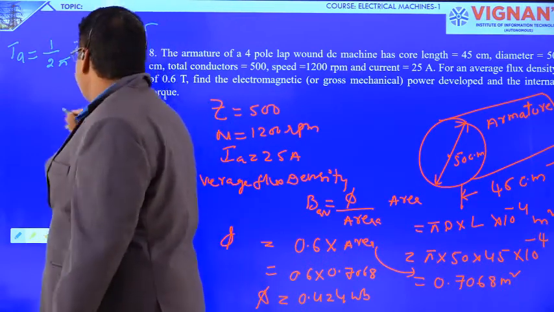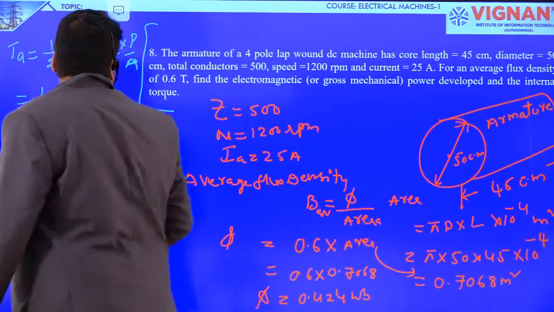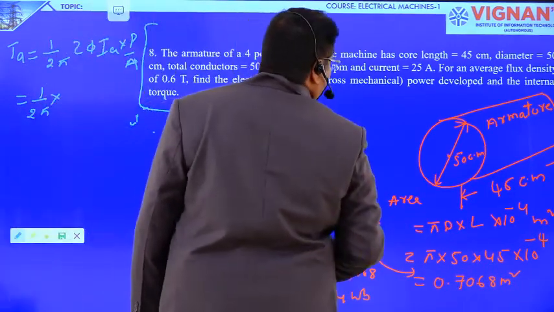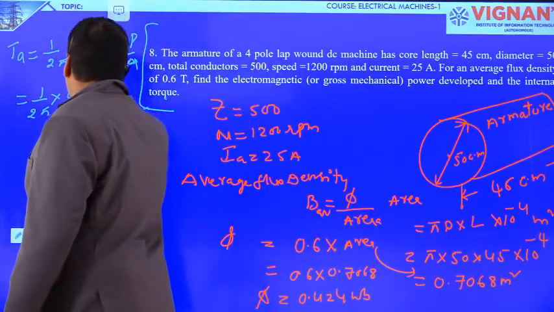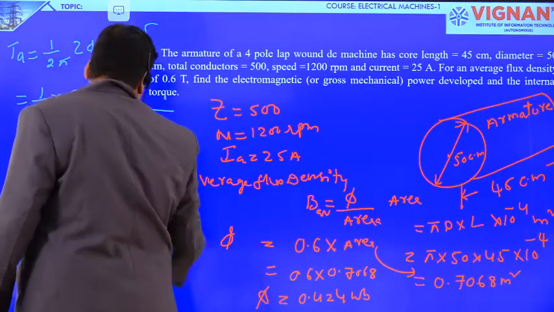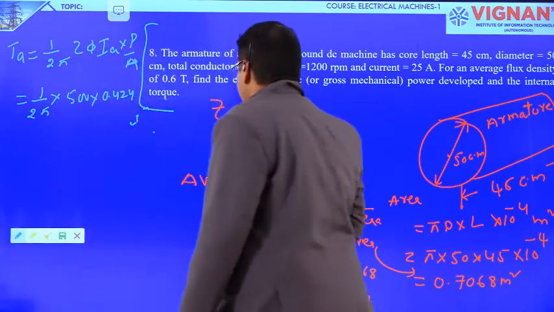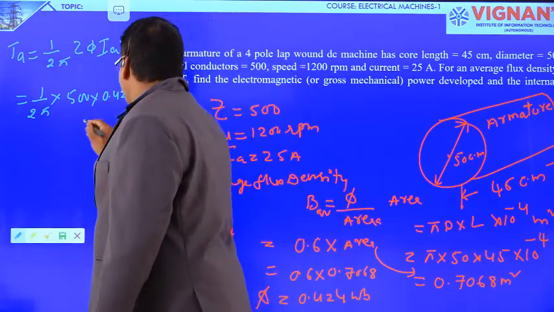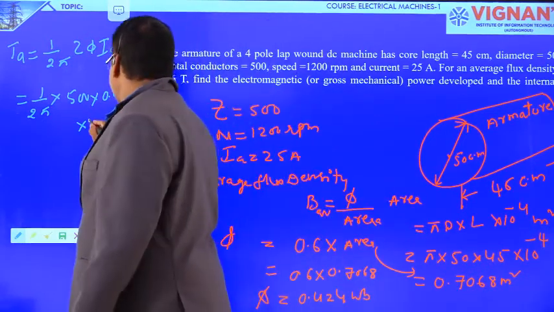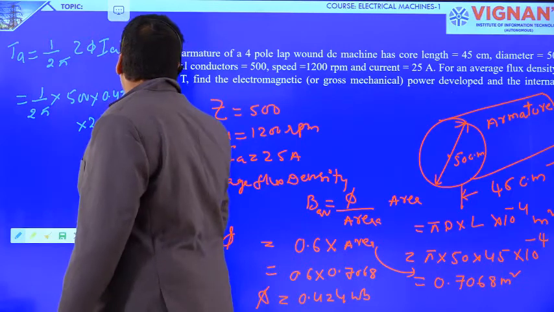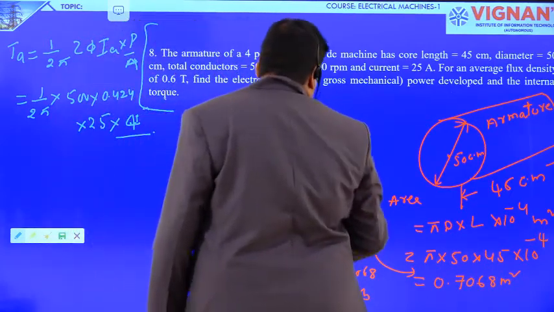Now you substitute all the values. This is equal to 1 by 2 pi into the total number of conductors, which is 500, into the flux per pole we just calculated, 0.424, into armature current, which is given as 25, and the number of poles is given as 4, divided by the number of parallel paths.